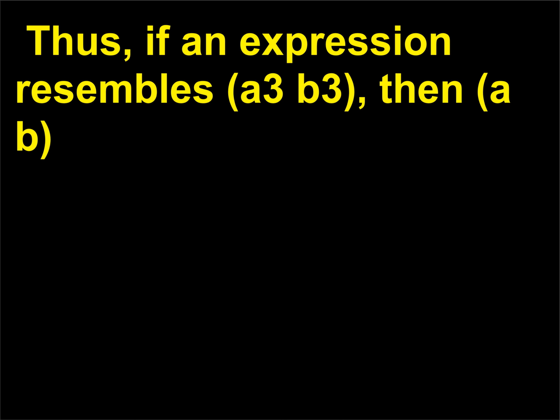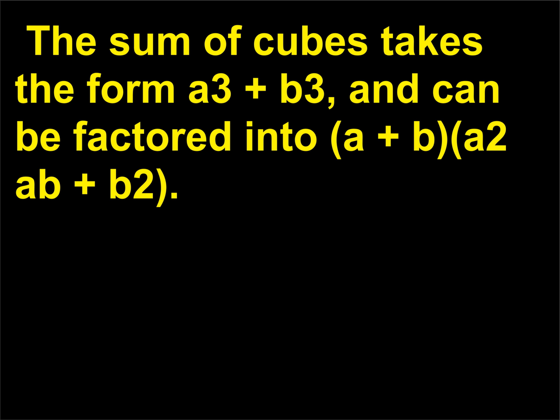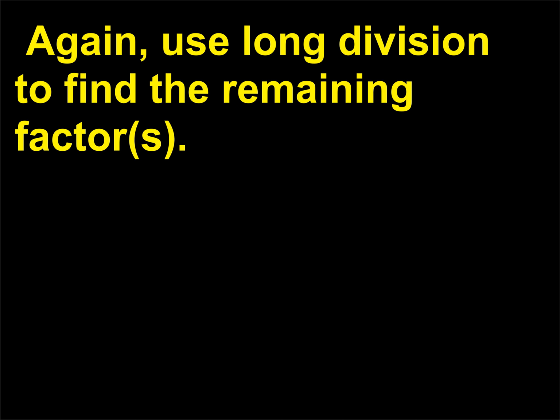Thus, if an expression resembles a³ − b³, then a − b is a factor. Use long division to find the remaining factor(s). The sum of cubes takes the form a³ + b³, and can be factored into (a + b)(a² − ab + b²). Thus, if an expression resembles a³ + b³, then a + b is a factor. Again, use long division to find the remaining factor(s).